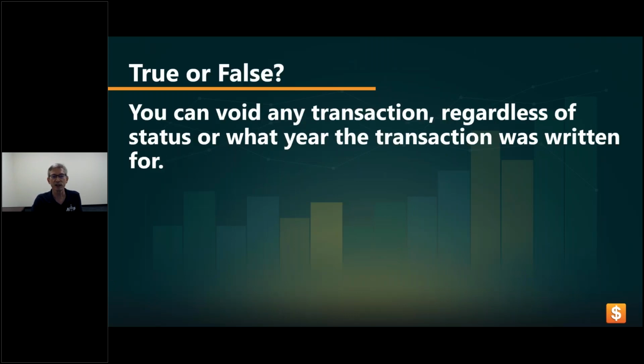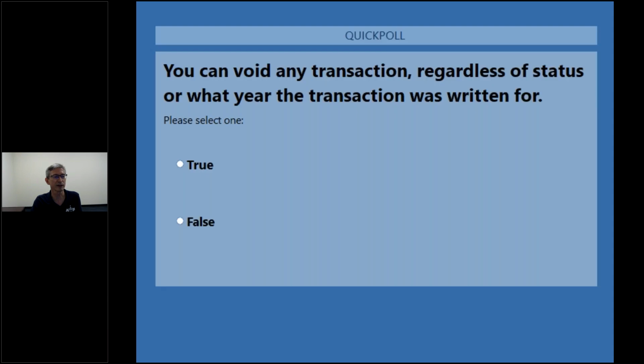Next question, the last one, true or false? You can void any transaction regardless of its status or what year the transaction was written for. We covered this at the very end, so I'm hoping that you all get this correct. You can void any transaction regardless of the status or what year the transaction was written for. Let's go ahead and give another minute for people to answer.